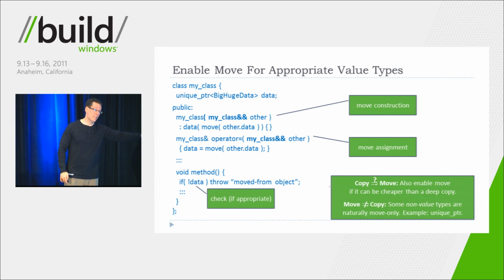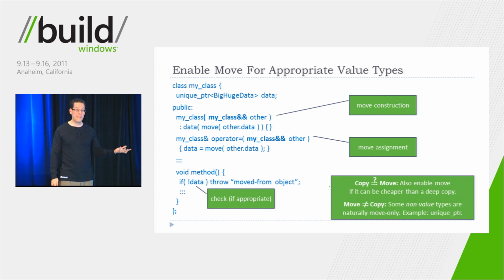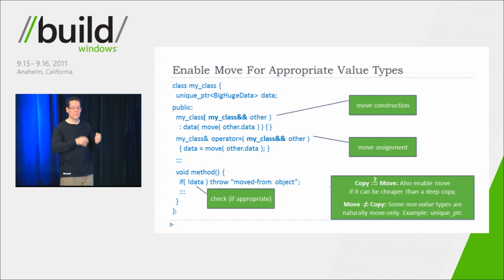If you have move, it doesn't mean you want copy, by the way, because now there's this new category of types, move-only types, that are not copyable, like unique pointer. I better not be able to copy that, because then I might have two unique pointers that point to the same object. Ain't so unique no more. That's what shared pointer is for.